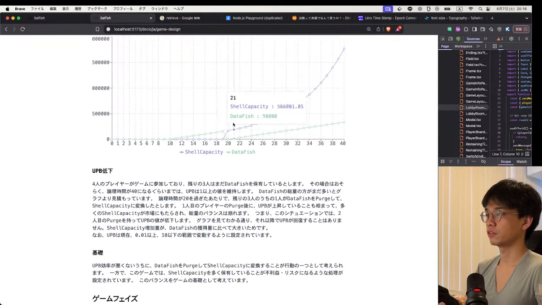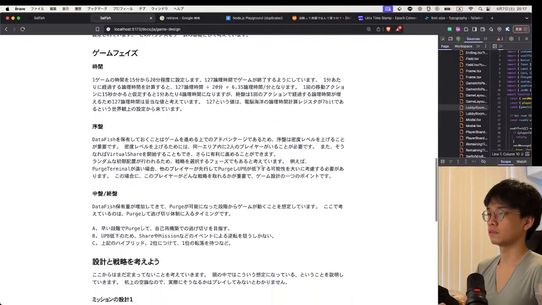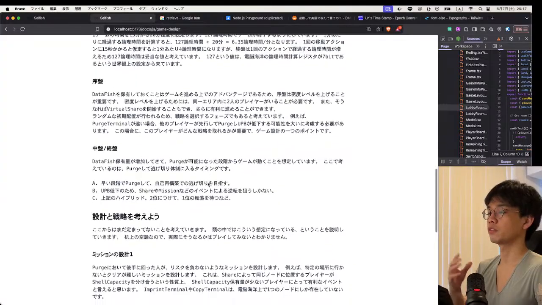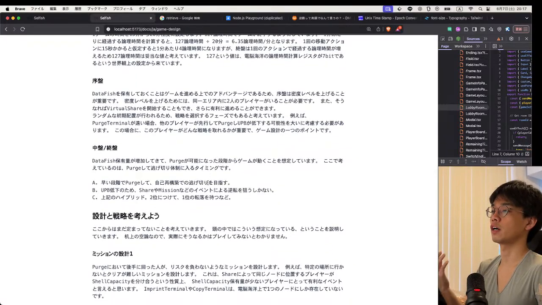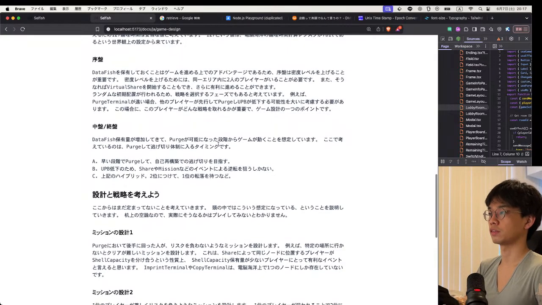I'm thinking about this after this phase. The amount of data fish is going up, and players can exchange data fish for shell capacity. The players are ranked, like top ranked player, like that.